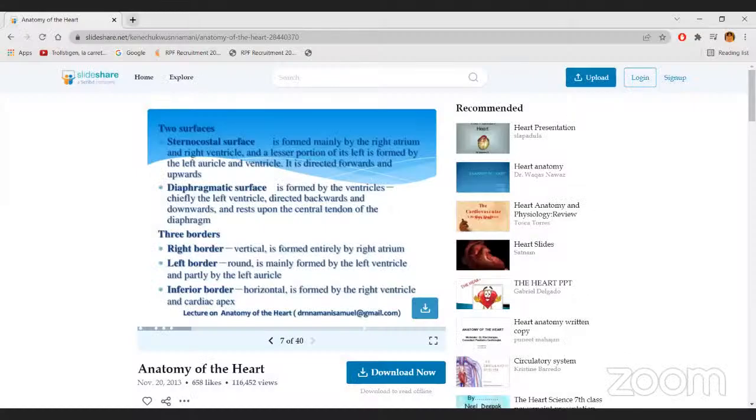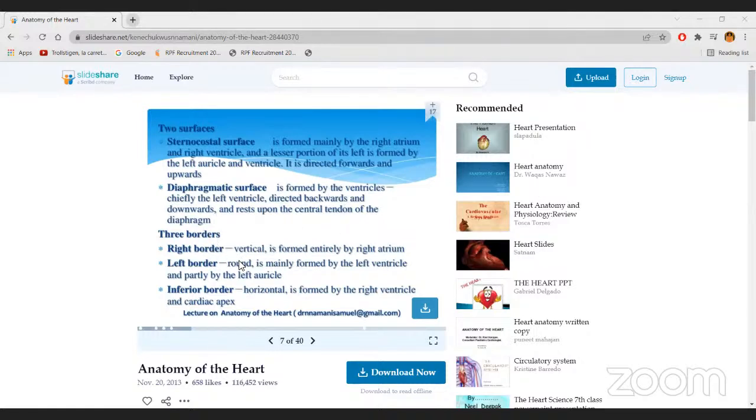Central tendons, central tendons to the central tendons to down top the diaphragm.